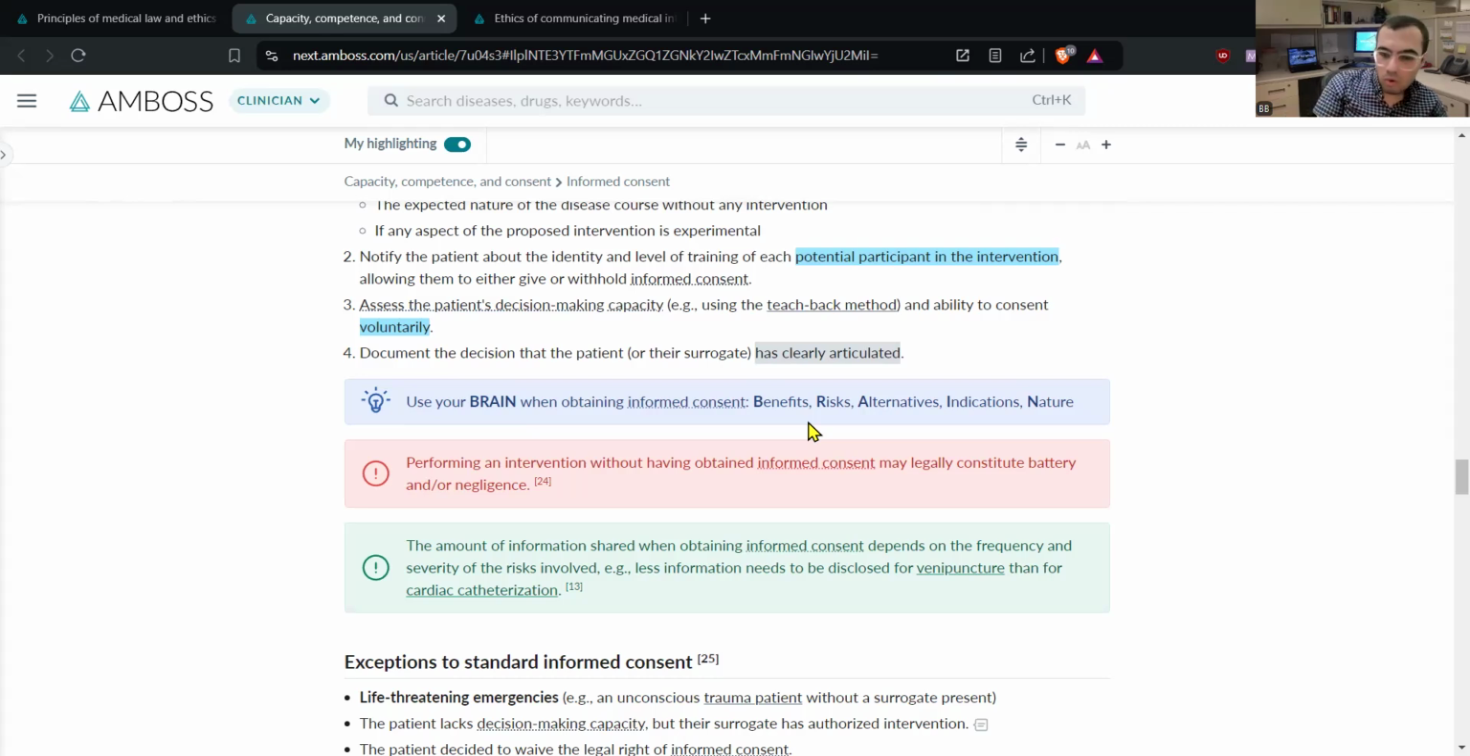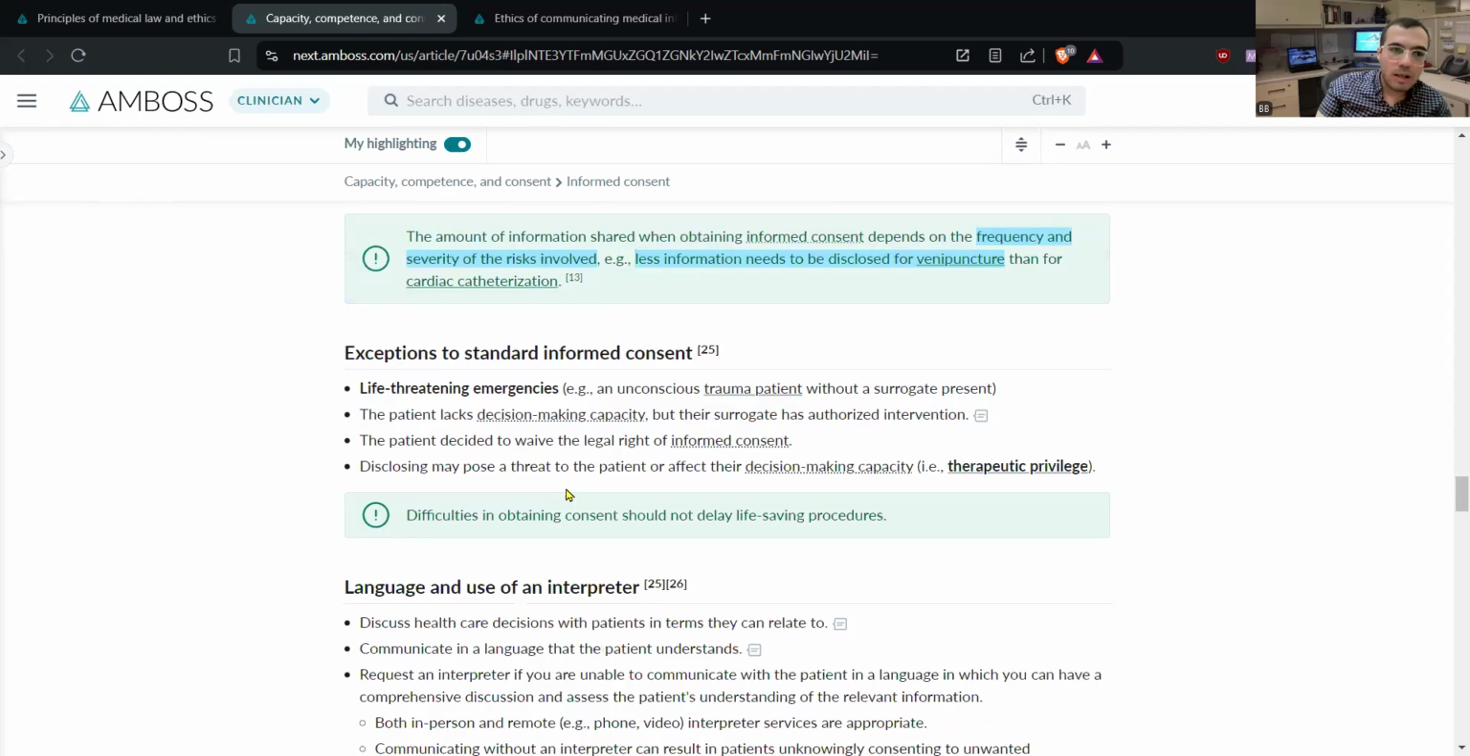Okay, so I always need to get informed consent, or the patient will have the right to claim that you committed malfeasance. Okay, the amount of information shared when obtaining informed consent depends on the frequency and severity of the risk involved. Less information needs to be disclosed for venipuncture. Like you're going to get a venipuncture, I'm not going to tell him you're at risk of major bleeding and this, but for cardiac catheterization, it is a bigger procedure.